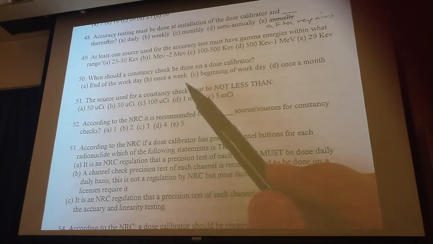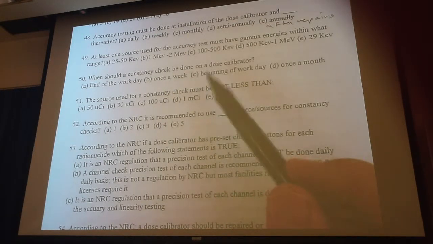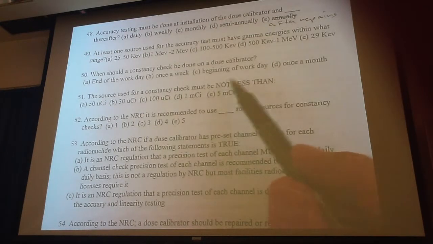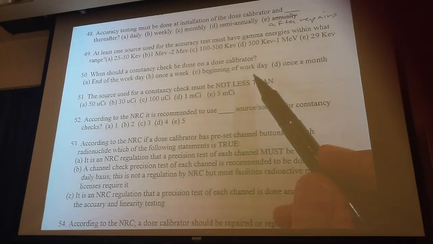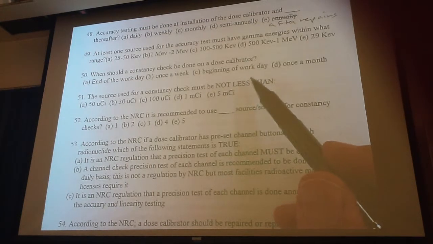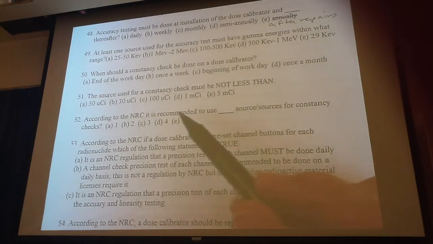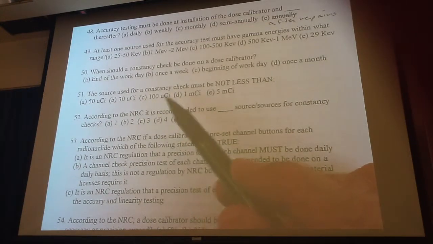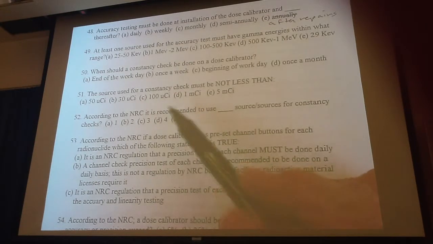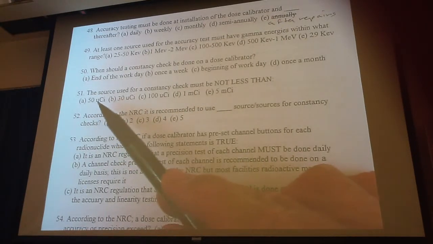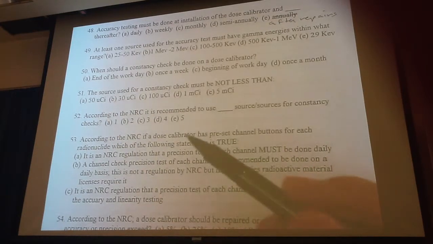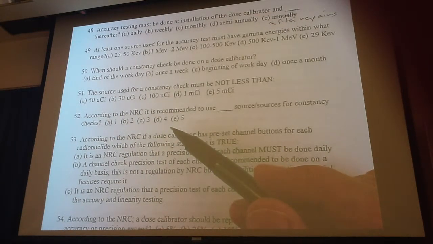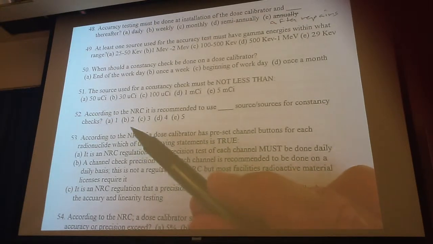Number 50, when should the constancy check be done on the dose calibrator? Right. Beginning of the workday. You don't want to find out at the end of the day that you were off by 50%. Now your patients are bursting into flame. Right? Okay, then the source used for a constancy check must not be less than, again, that's 50 microcuries. And then on number 52, according to the NRC, we said 2 sources.